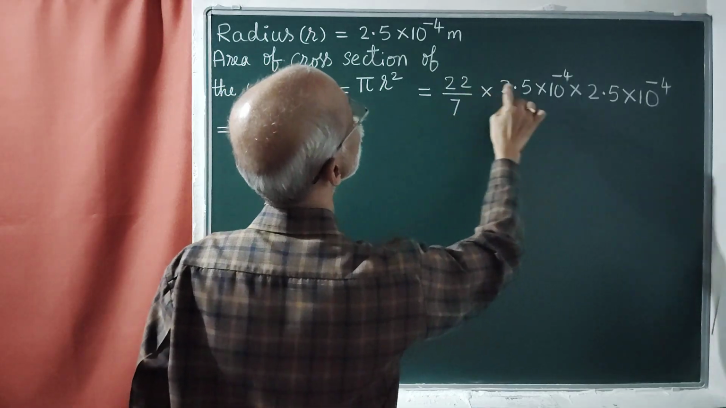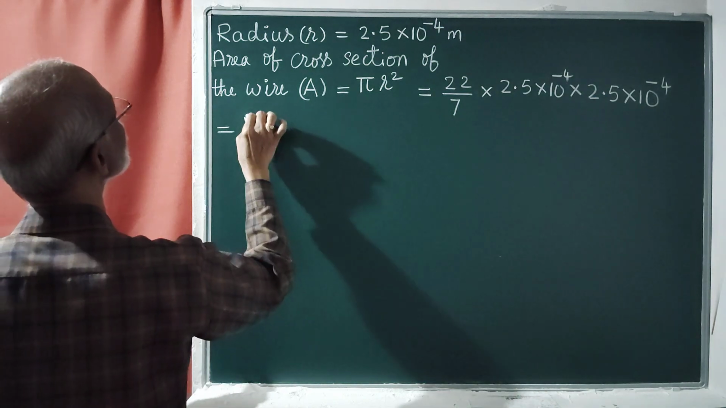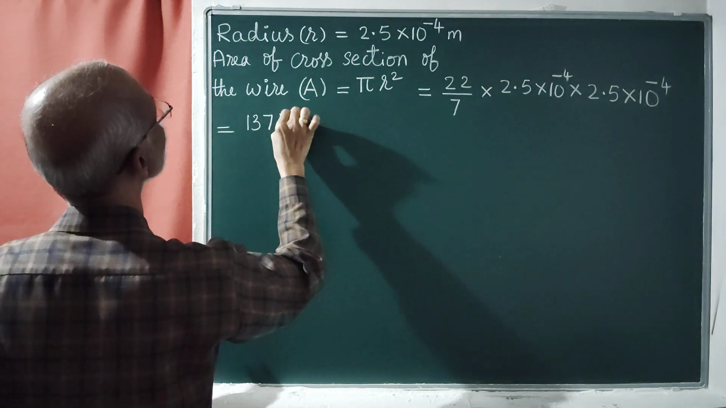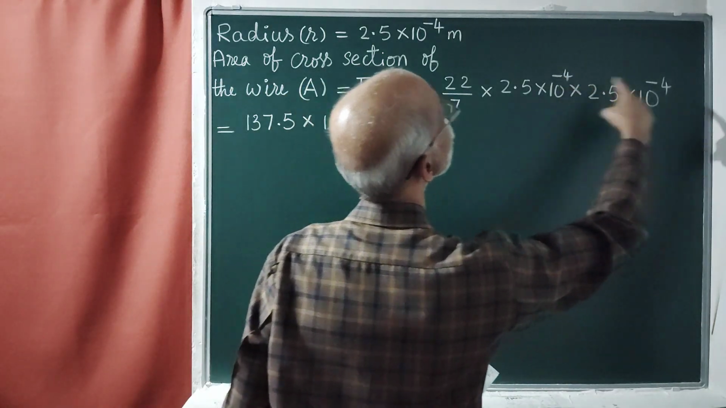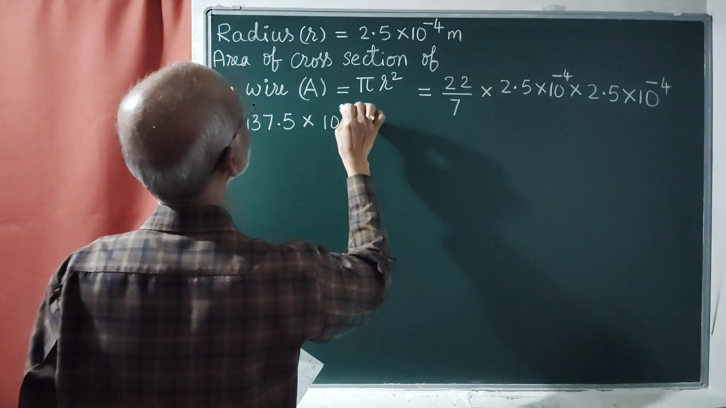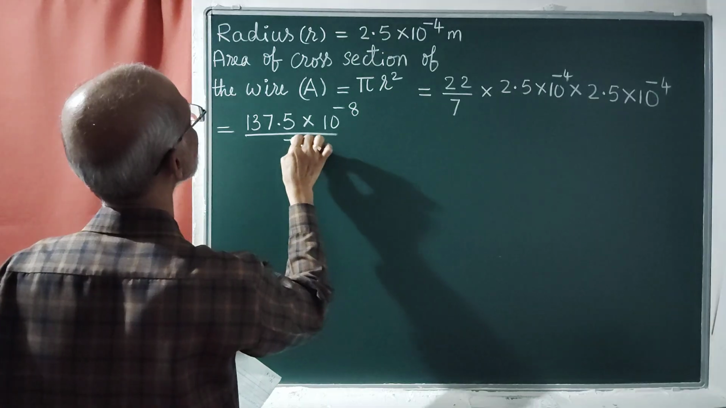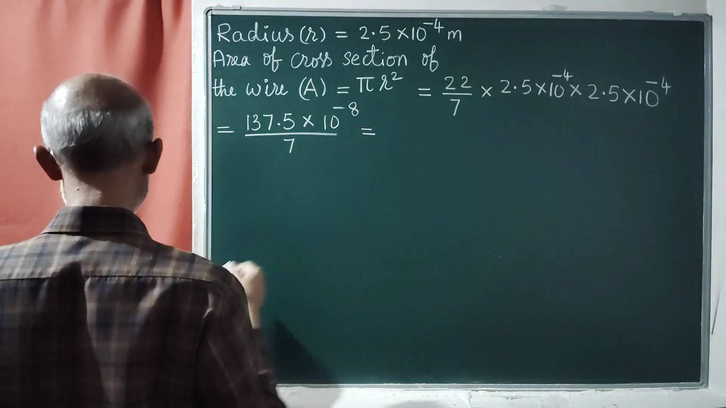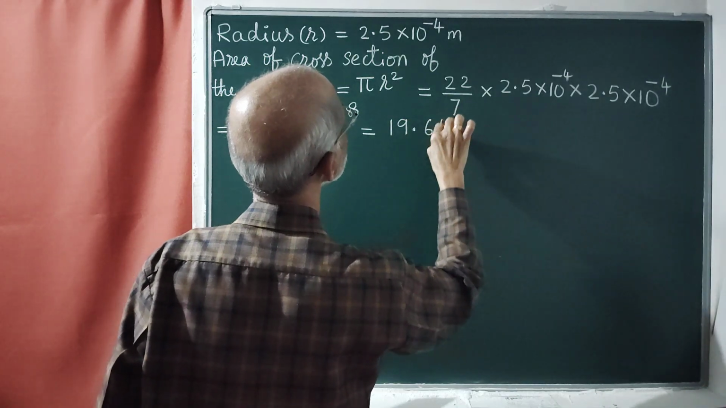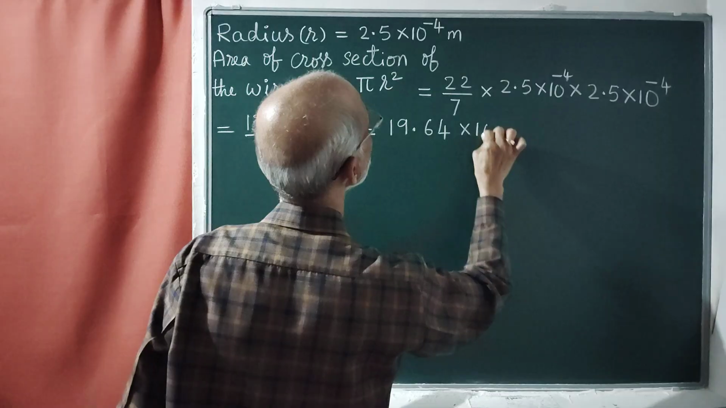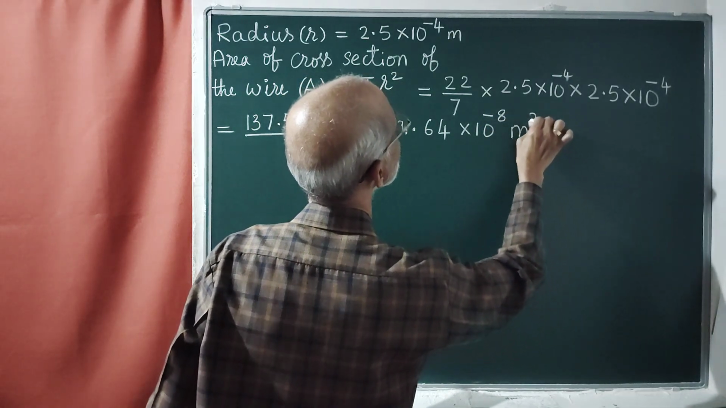So 22 into 2.5 into 2.5, we will get 137.5 into 10 to the power of, now we have to add these two powers, so 10 to the power of minus 8, divided by 7. When we divide it by 7, we will get 19.64 into 10 to the power of minus 8 meters square. This is the area of cross section.